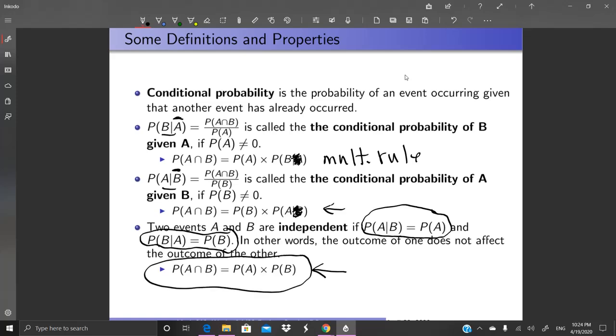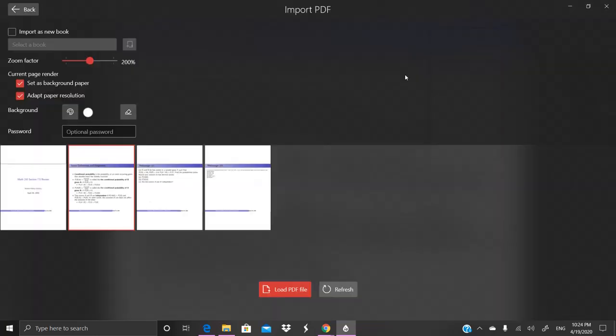So in essence, if you're asked whether two events are independent, all you have to do is take the probability of one times the probability of the other, and then check to see if that's equal to the probability of their intersection. If that's true, yes, independent. If it's not true, no, not independent. That's it. All right, now we look at some examples.